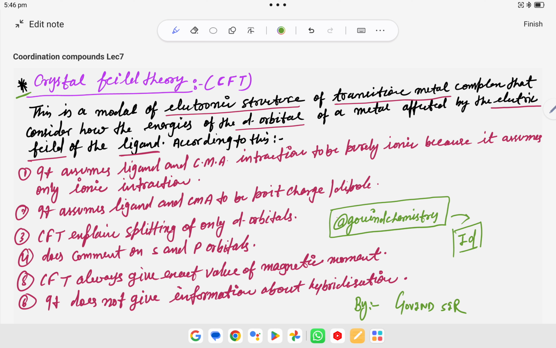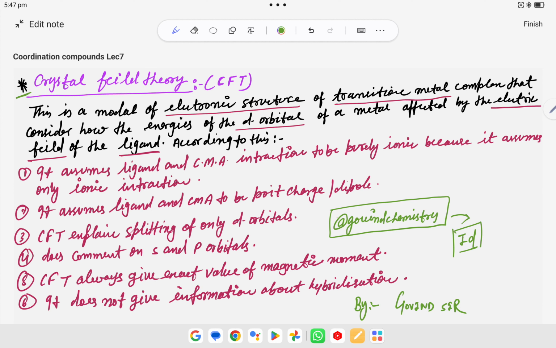So what actually is it? This is a model of electronic structure of transition metal complex that considers how the energy of d orbital of a metal is affected by the electric field of the ligand. That means the thing is how the metal d orbital is affected by the approaching of ligands. That is the theory.